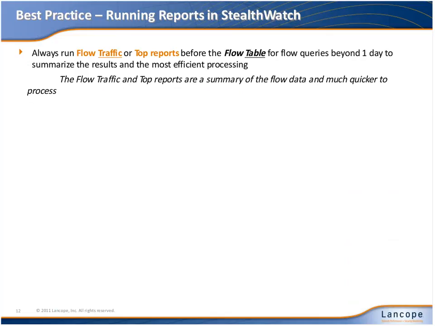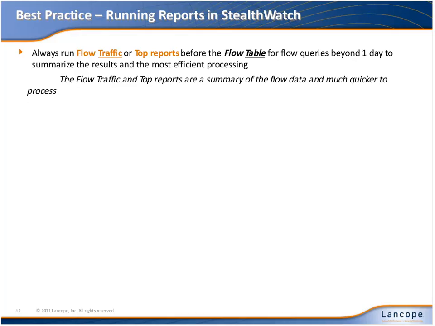I'm sorry, this slide is not coming through the way that it should be. There was a picture that was originally attached to the slide, but within our product, there are a couple of different ways to query for information related to an IP address, and we have these flow traffic and top reports that can be used that provide summary information associated with the activity to and from a particular IP. And we also have a flow table that can be used to show all of the individual network flows associated with an address.